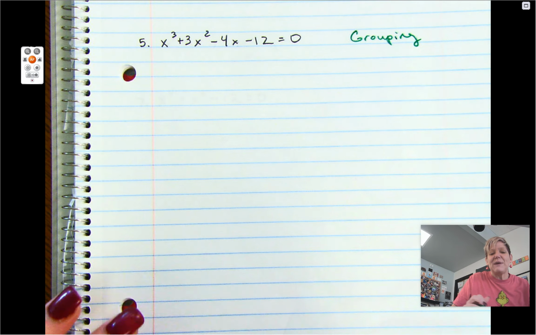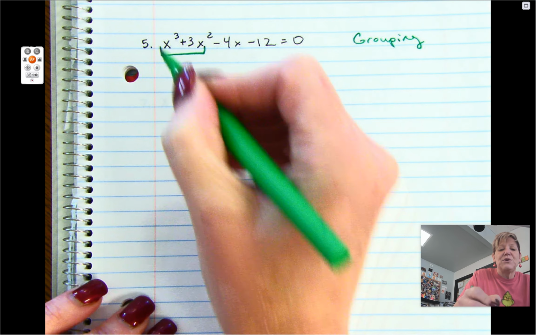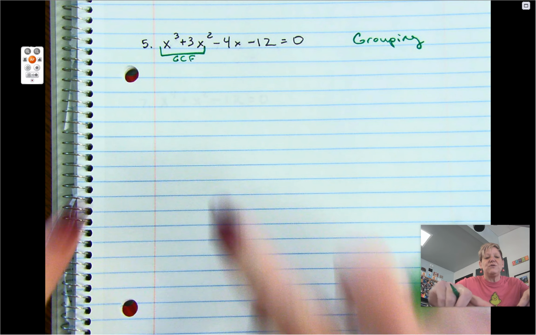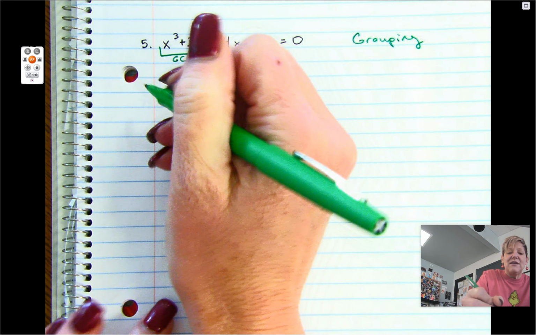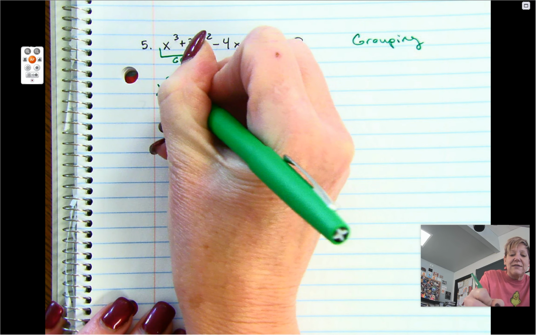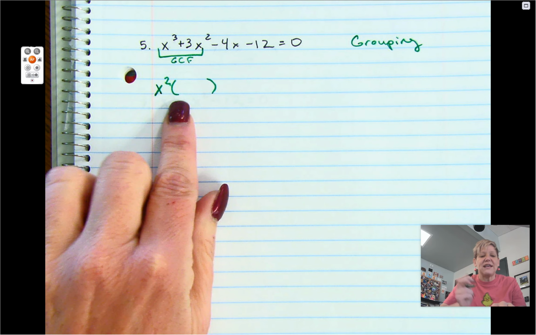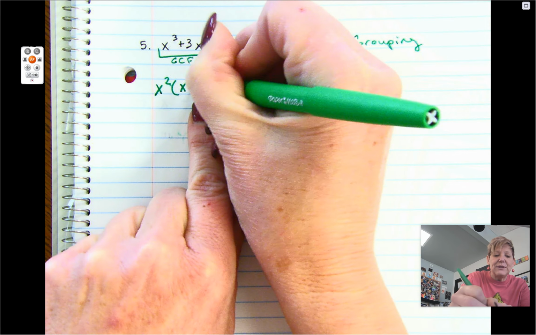And when we factor by grouping, we are going to grab these first 2 terms and we're going to pull out their GCF. So what do those 2 terms have in common that we can factor out? We can factor out an x squared. If we factor out an x squared, that'll leave us with an x. If we factor out an x squared, that'll leave us with a plus 3.